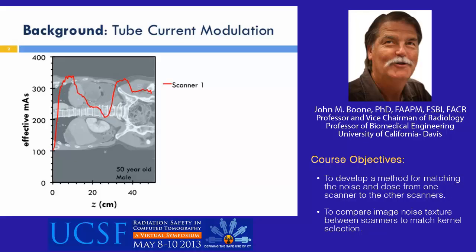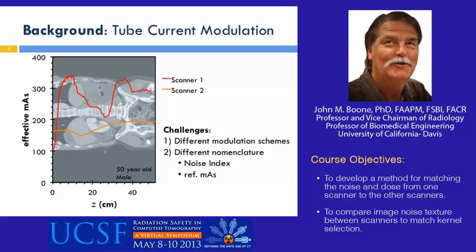Tube current modulation is the standard acquisition technique by which most CT scanners are operated, especially in body or abdomen pelvis scans. You can see on slide 2 here, one scanner has a certain tube current modulation scheme as shown in the red line, whereas another scanner has a completely different approach to modulating the dose and the technique factors, the effective mAs here, for that same patient. These represent some of the challenges because you have these different modulation schemes.